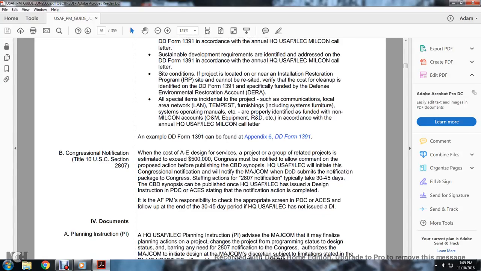An example of the Department of Defense Form 1391 can be found in Appendix C, the Department of Defense Form 1391.